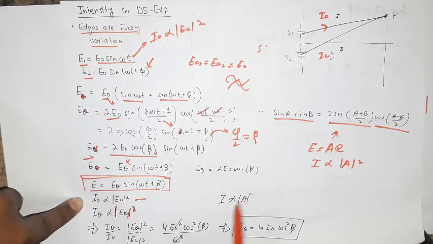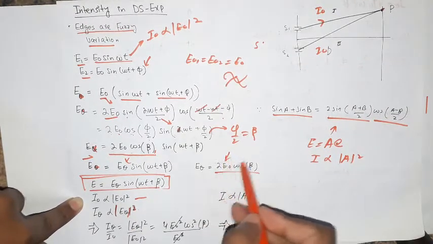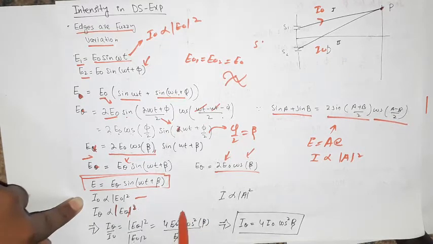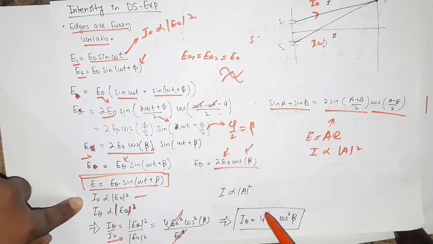Since we know that E theta is equal to 2 E naught cos of beta, and this is a real value and cos is always real, I can simply take its square. So this gives me 4 E naught square cos square of beta divided by E naught square. This gets cancelled out and I am left with 4 cos square beta. If I multiply I naught on the other side, I get I theta is equal to 4 I naught cos square of beta. So this is basically an expression for the net intensity.